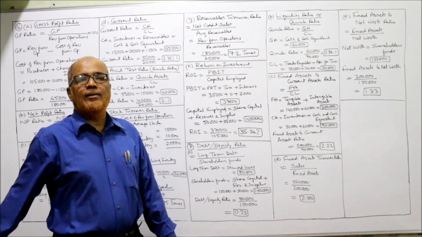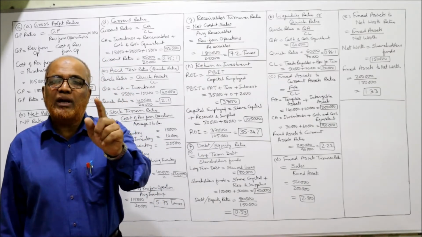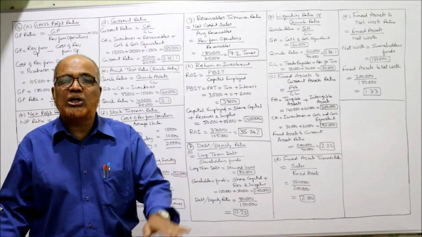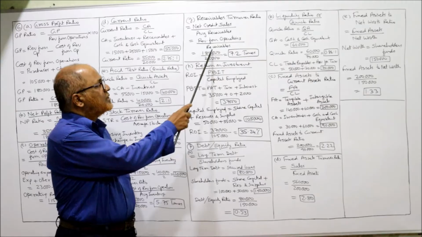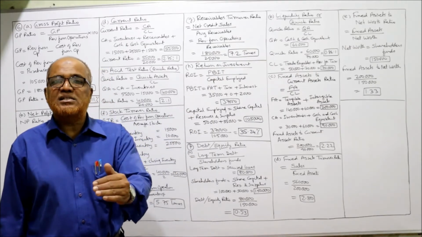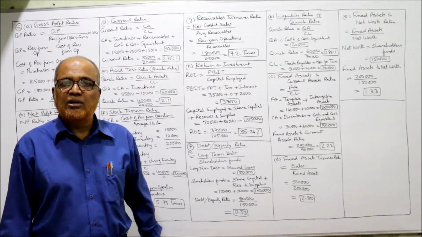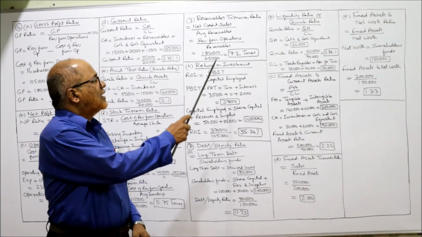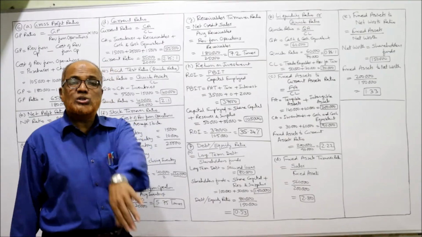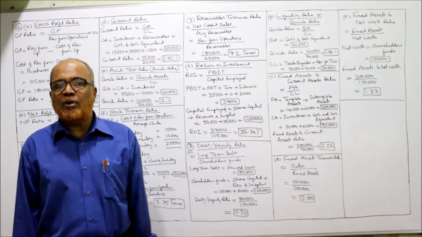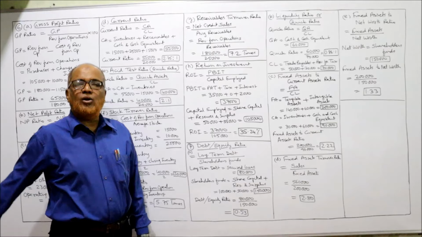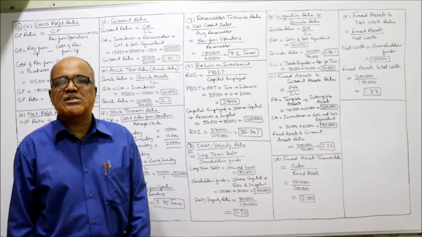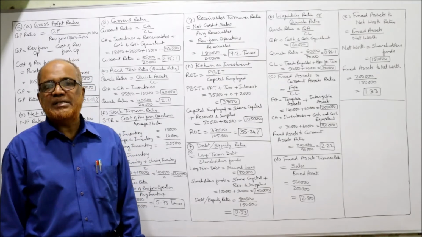Denominator, average receivable. Average receivable we can calculate only when opening receivables are given. In our problem, opening receivables are not given. So we take closing receivables. In the balance sheet, last current assets item, you can find receivables. Receivables are 25,000. These are the closing receivables. So revenue from operation 1,80,000 and closing receivables are 25,000. 7.2 times. This is the receivables ratio.